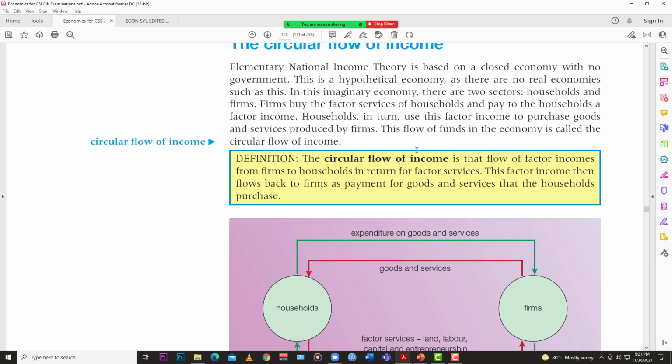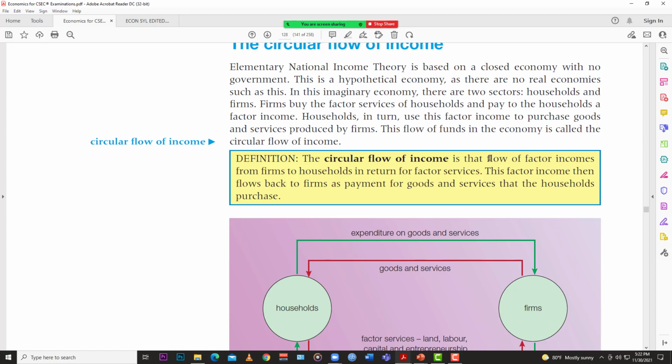The circular flow of income is that flow of factor incomes from firms to households in return for factor services. So don't let these words fool you. When I say factor, we're talking about factors of production. So it's the flow of factor income, such as if I work for a firm, the firm would pay me. So that's the flow of that income. The money I work for, because my factor of production is labor, and the firm pays me.